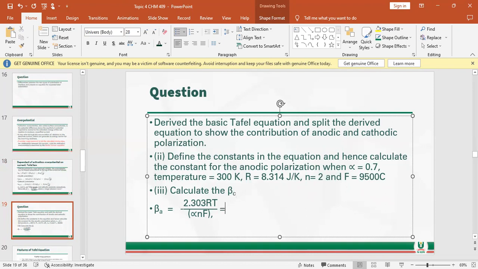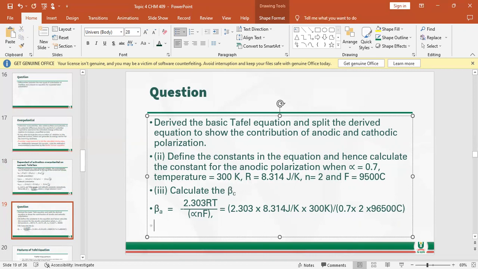So this will be equal to 2.303 times 8.314 joule per Kelvin times the temperature 300 Kelvin, all over alpha, which is 0.7, times 2 times 96,500. Alpha will not have any unit. So that is it.